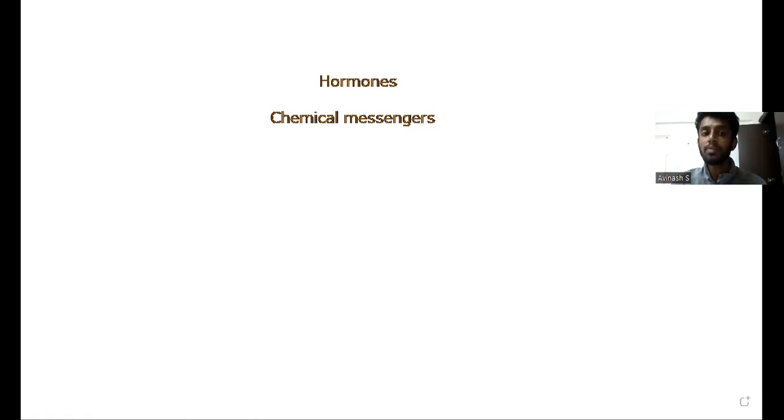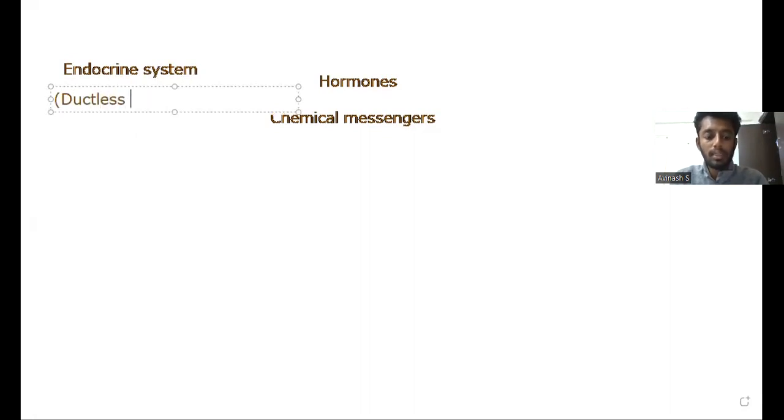Now, the hormones come under the category called the endocrine system. Basically we learned about the nervous system, and now we are learning about the endocrine system. The endocrine system consists of all the hormones. It's also called the ductless gland system. What do I mean by ductless? Duct means wire or tubes. There are no tubes to transport hormones. That's why it is also called the ductless gland system.